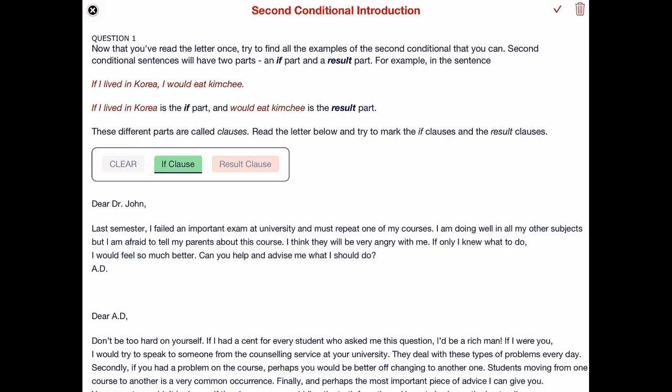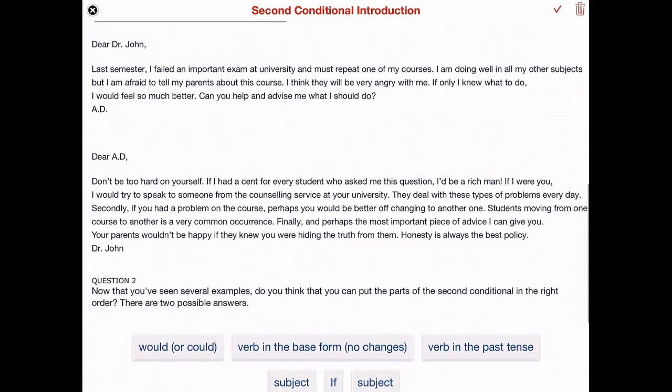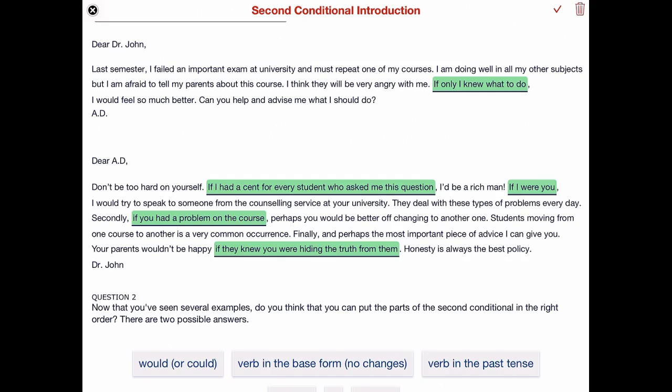Now, this one is going to be a little bit different from the first conditional. And if you just did the first conditional, hopefully you recognize some things that are different, especially with the verbs. But let's go down here and find our if clauses. So there are our if clauses. And you want to focus on the verb, especially the verb tense. Does everybody see what's similar about all of those?